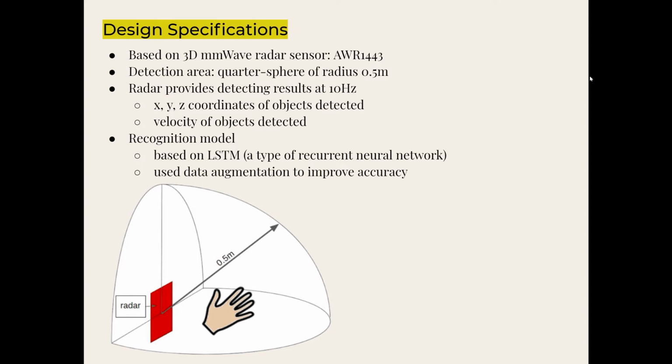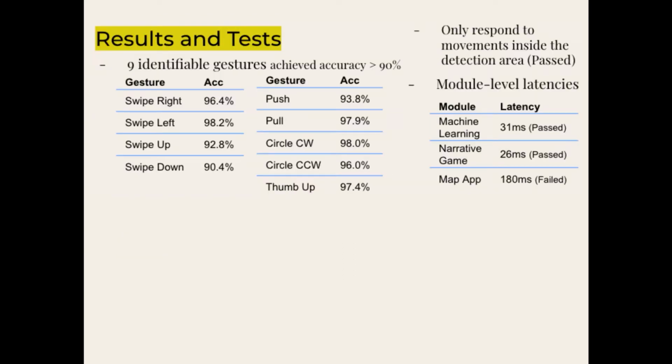There is one more specification that I haven't covered. We have defined the detection area for our system to be a quarter sphere with radius 0.5 meter in front of the radar antenna. The pre-processing block will filter out any stationary objects or objects outside of the detection area to minimize noise passing to the recognition model. The pre-processing block sends 10 frames of data per second. Each frame includes the XYZ coordinates of all moving objects detected and the velocity at which they are moving.